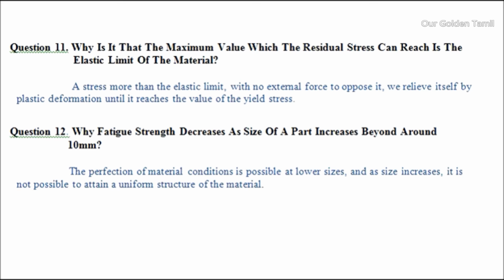Question 12. Why does fatigue strength decrease as the size of a part increases beyond around 10 mm? The perfection of material conditions is possible at lower sizes, and as size increases, it is not possible to attain a uniform structure of the material.